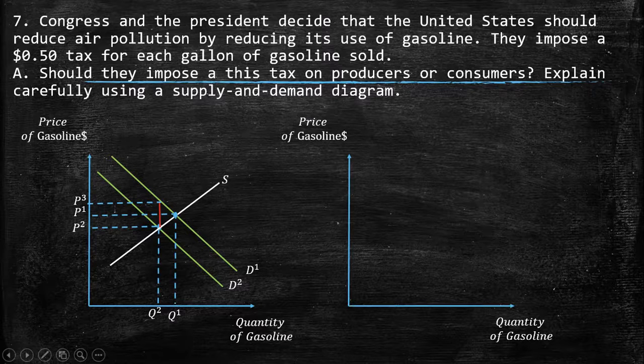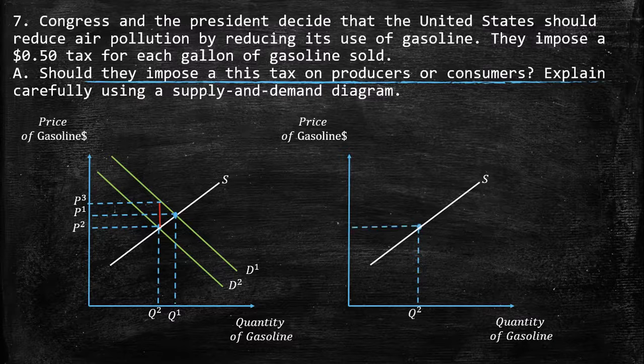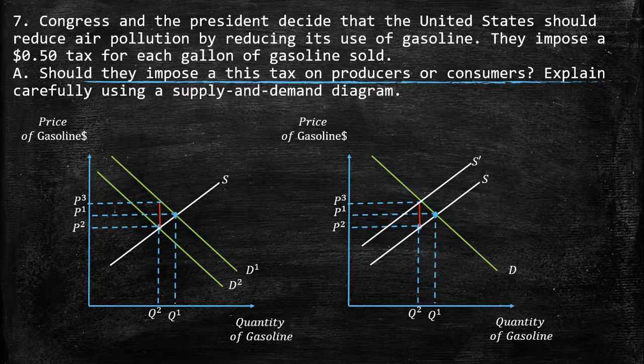What about if the Congress and the President tax the other side, the supply? In this case, the initial was the supply, and they have to pay the sellers, so the supply is going to be affected. Remember, when something affects the supply, it shifts to the left. So this is going to be the case.